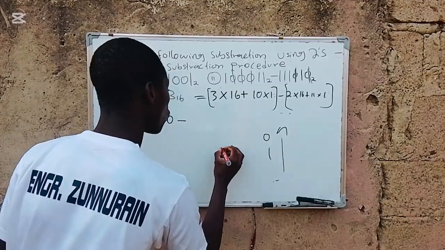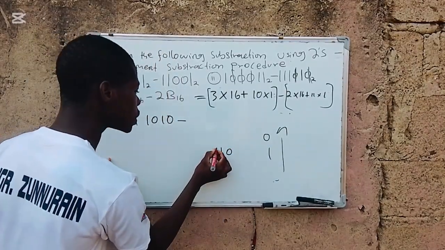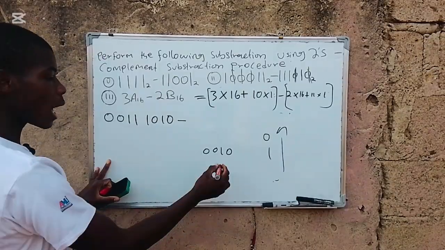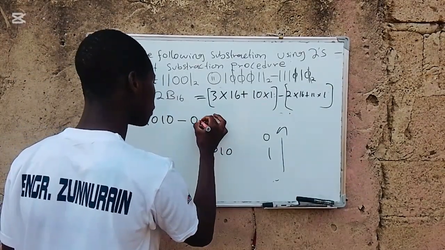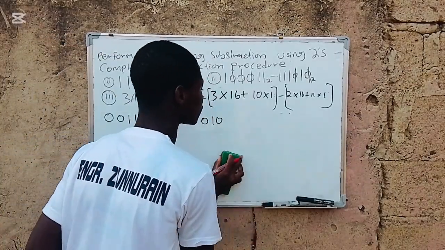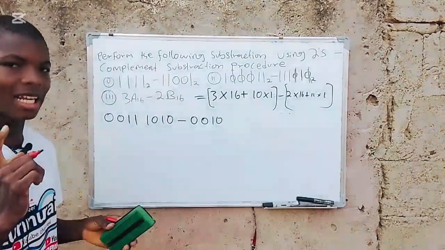I have 10. So therefore I have to add zeros here. The reason is that I'm dealing with 4 bits. So therefore 0010. The next thing is that B is the same thing as 11.